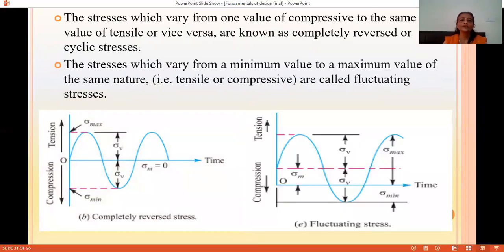The stress which varies from a minimum value to a maximum value of the same nature, same meaning either tensile or compressive, that is, minimum compressive to maximum compressive, or minimum tensile to maximum tensile, is known as fluctuating stress.